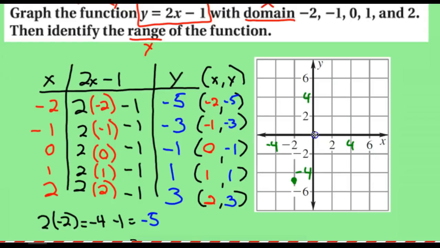-1, go over to -1, then down to -3 is our second point. (0, -1) is our third point. (1, 1) is our fourth point, and (2, 3) is our last point. Now what we can do is we can graph this just by connecting our dots. If we were to keep going, our line would continue up and down.